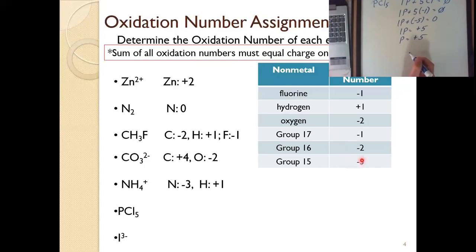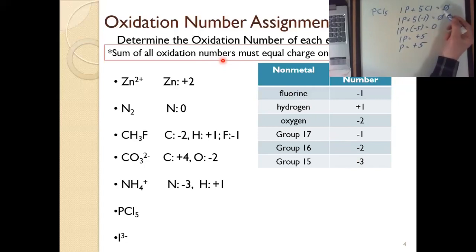So it's not the preferred oxidation number of a group 15 element like phosphorus, but the oxidation number must be based upon the fact that when we add up the oxidation numbers of all the elements, it must equal the charge. So a positive 5 for phosphorus, a negative 1 for chlorine.